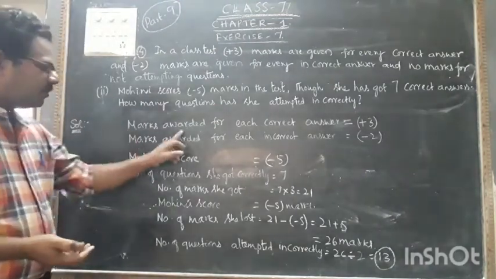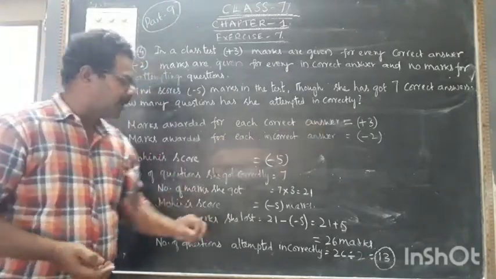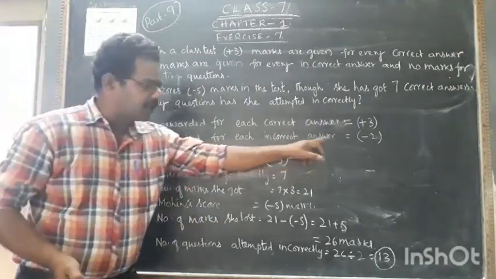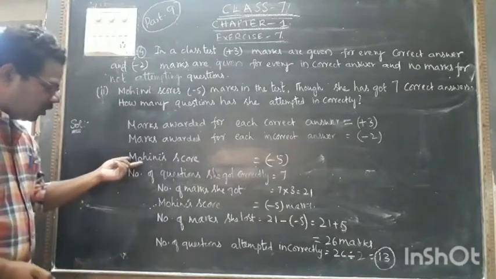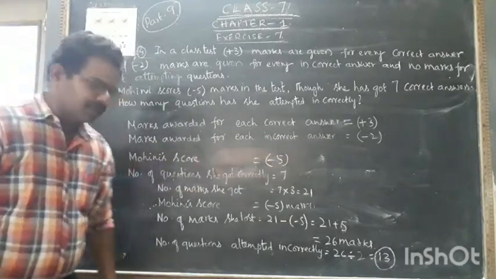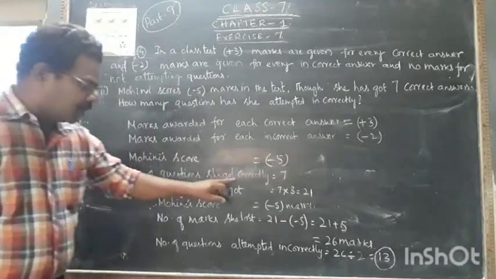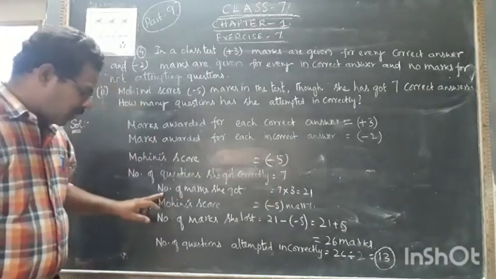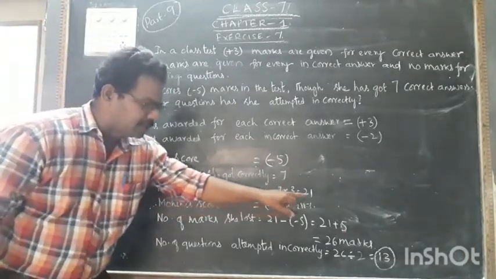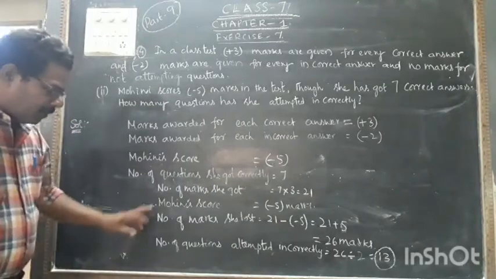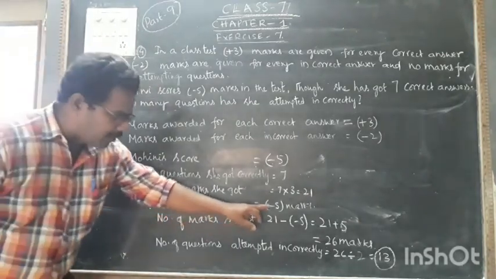Okay. So, marks awarded for each correct answer is equal to plus 3. Marks awarded for each incorrect answer is equal to minus 2. Mohini's score is equal to minus 5 marks. Number of questions she got correctly is equal to 7. So, number of marks she got is equal to 7 into 3 is equal to 21. But Mohini's score is equal to minus 5 marks.